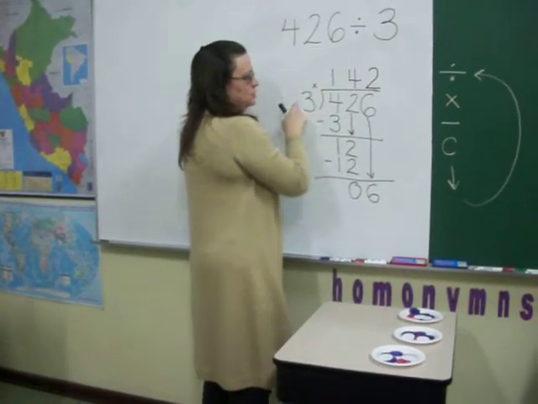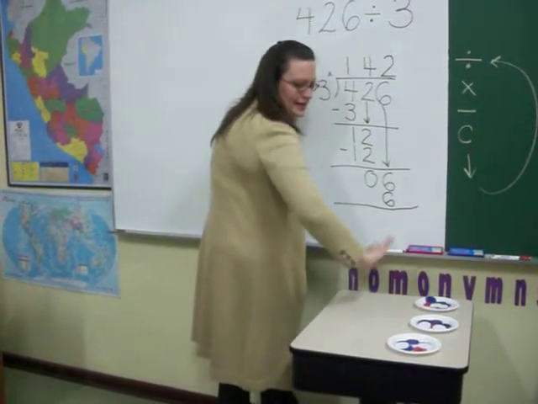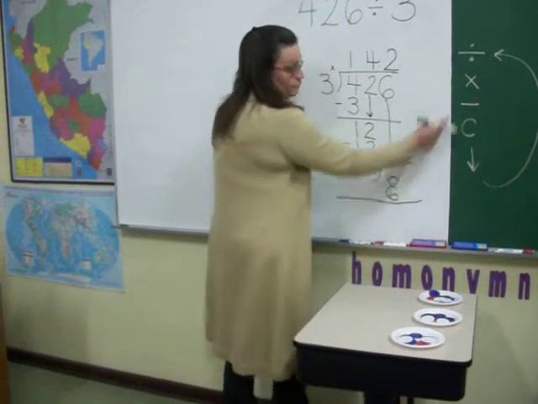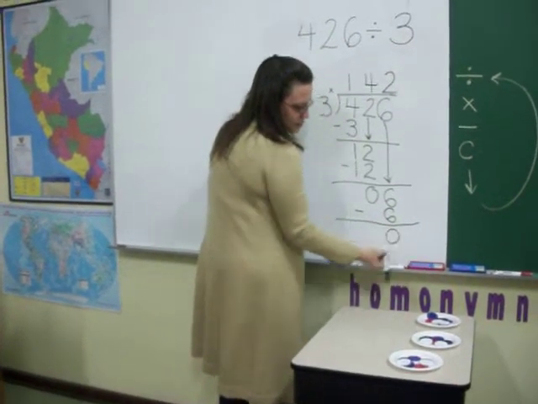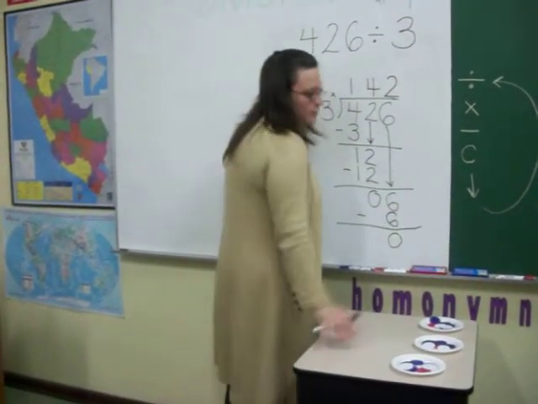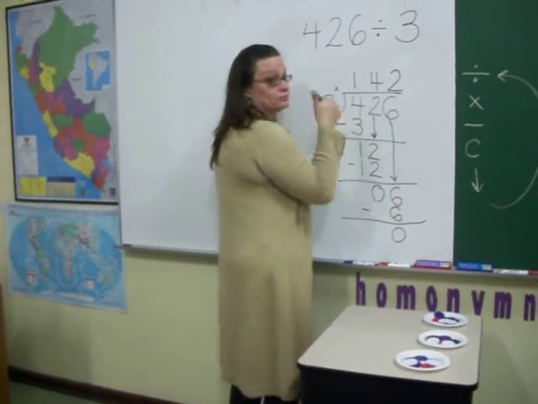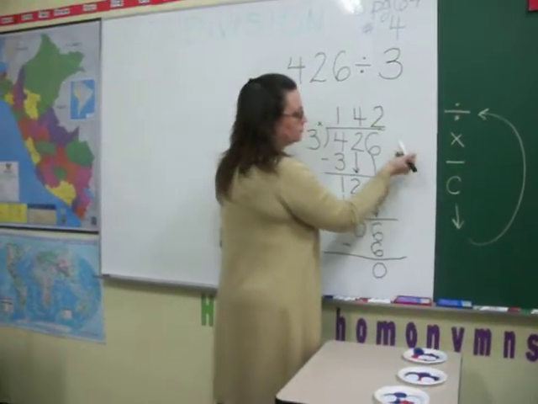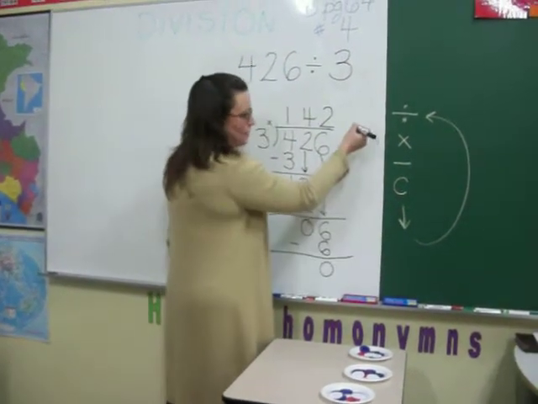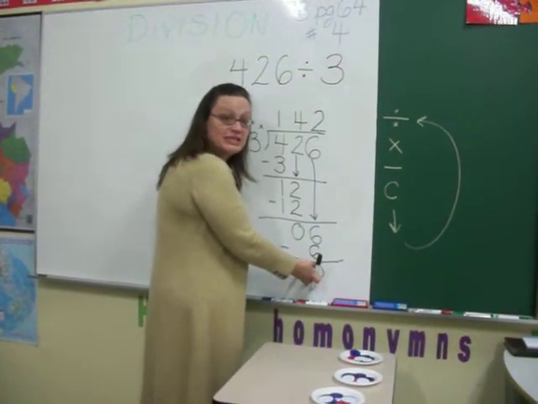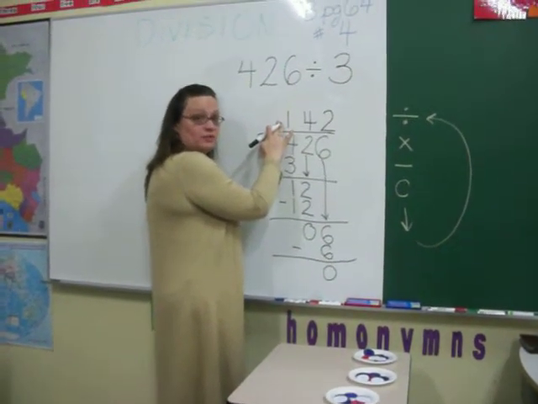2 times 3 is 6. I gave away 6 ones. Subtract next. 6 minus 6 is 0. I don't have anything left. Compare. 0 is always less than the number at the door. Bring down. Oh, I don't have anything left. And so I don't have a remainder. So my answer is 142. That is my quotient.